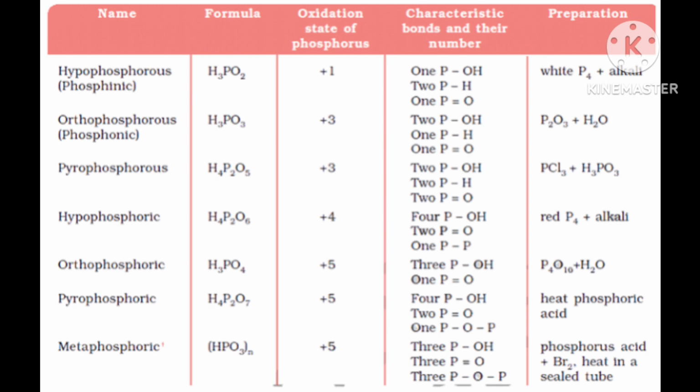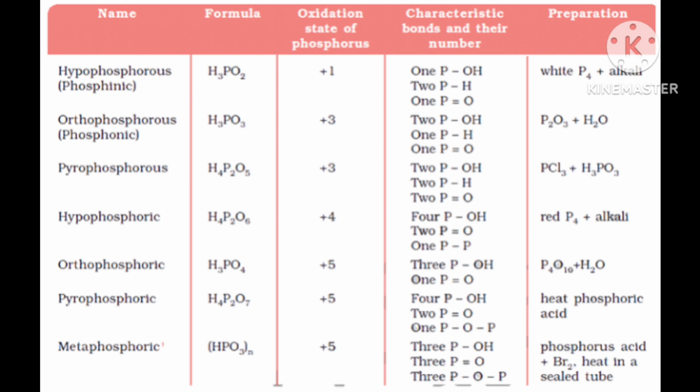Phosphorus forms a number of oxoacids. Their important oxoacids, with their formula, method of preparation, and the presence of some characteristic bonds in their structures, I will discuss. There are around 6 to 7 oxoacids. Phosphorus has 7 oxoacids.